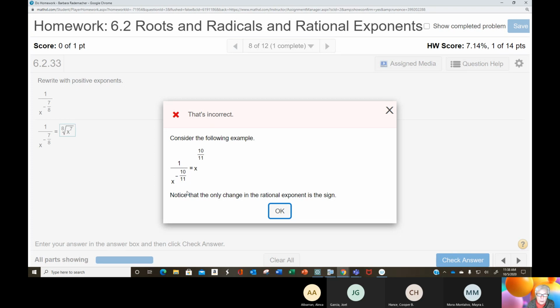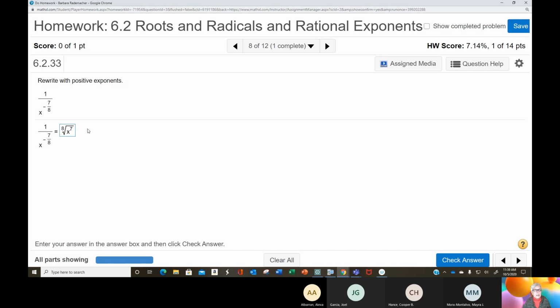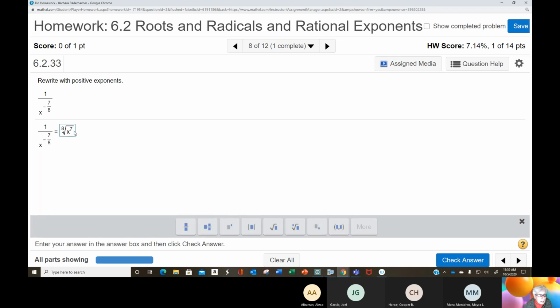Rewrite with positive exponents. Do you see that? My answer is right, but they don't want radical notation. They've decided that they want exponential notation. I guess I'm the idiot, because I didn't read rewrite with positive exponents. I didn't even read it. Read the instructions. Okay, fine. X moves to the top, so we'll have x raised to 7 divided by 8.